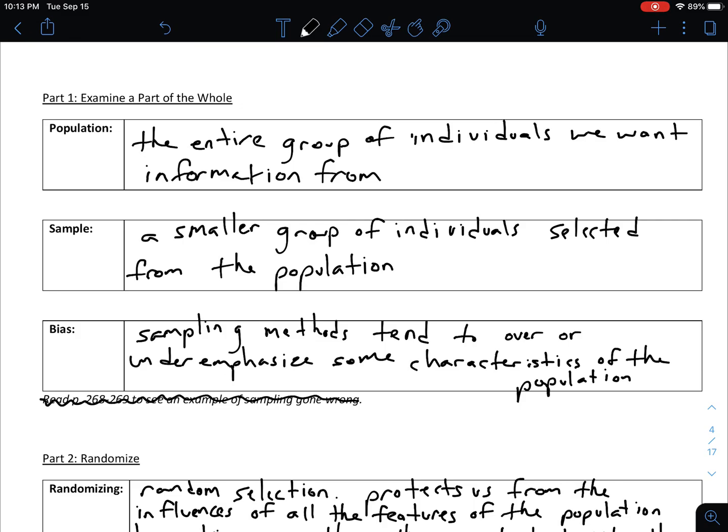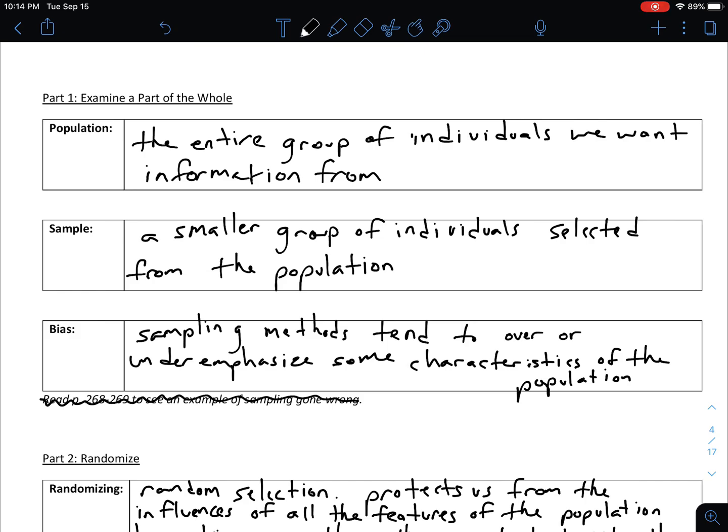A sample then is a smaller group of individuals which is selected from the population. So again, if I wanted opinions on coming back to school, and my population of interest was just the students at Shawnee Mission North, I may choose to ask everyone in this class. That would be a sample. Or maybe I would choose to ask all of the seniors this year. That would be another example of a sample. And in our next couple of sections, we'll talk about the advantages and disadvantages of the different types of samples.